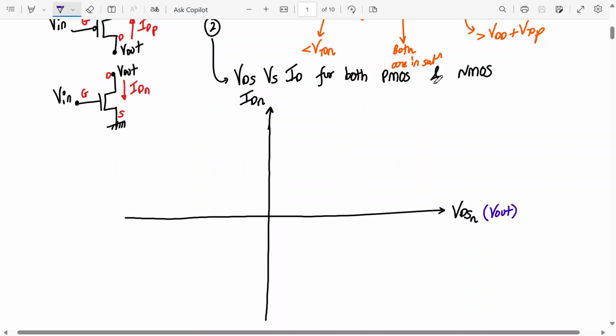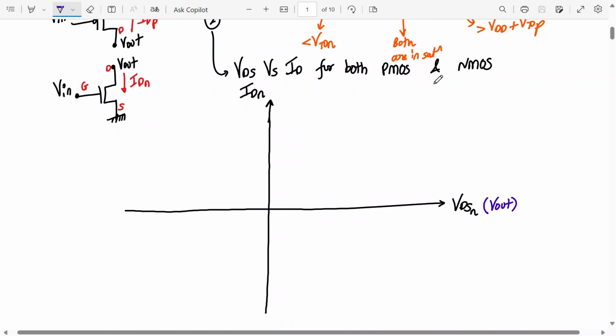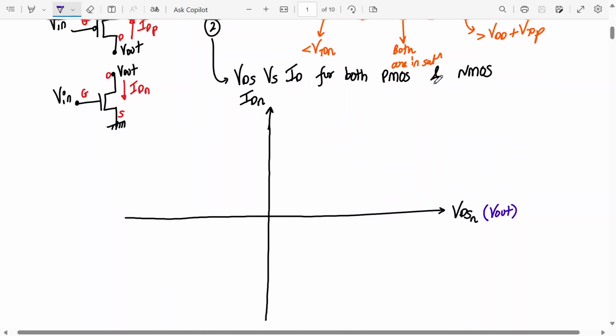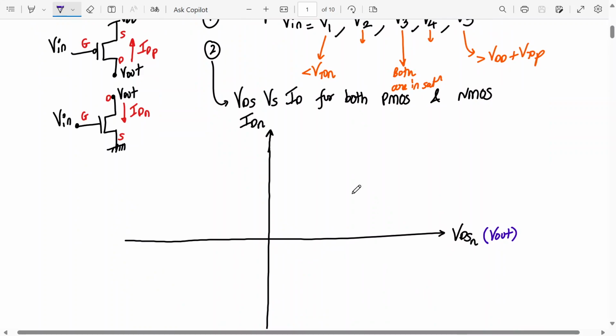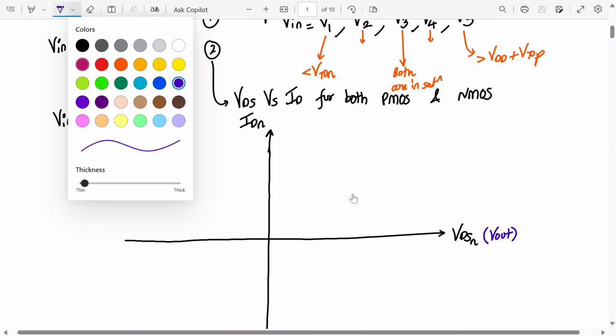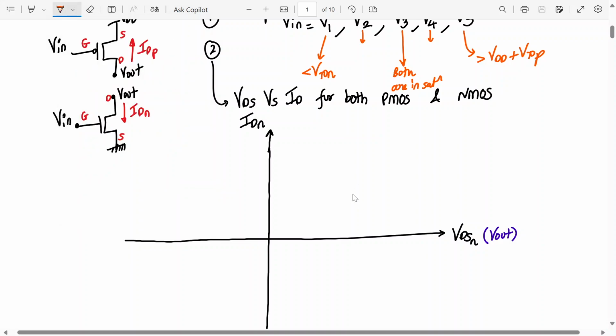We have to plot these characteristics for various values of V in. So for V in equal to V1, where will the graph come? For V in equal to V1, V in is less than VTN, and V in is nothing but VGSN. If VGSN is less than VTN, my transistor will be off. So where will the curve come? I'll plot 5 curves. Let me start with this. It will come on the x-axis. Let me mark this as VDD. So the first curve will come on the x-axis.